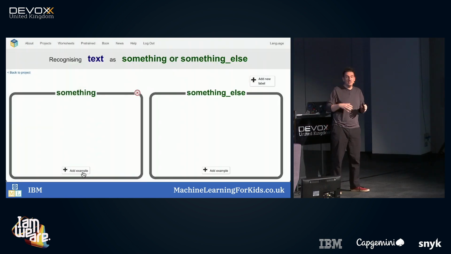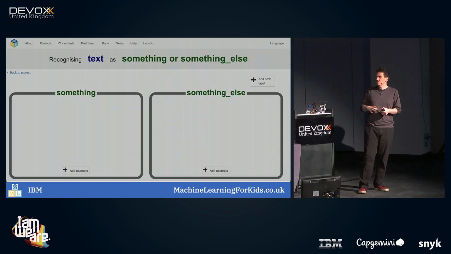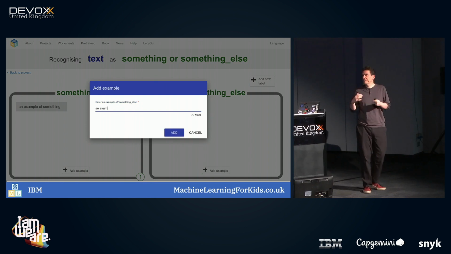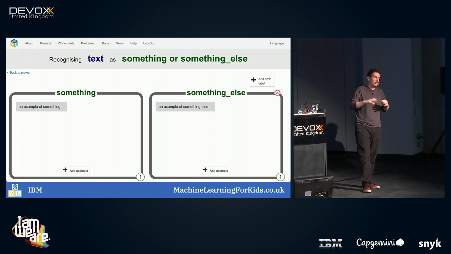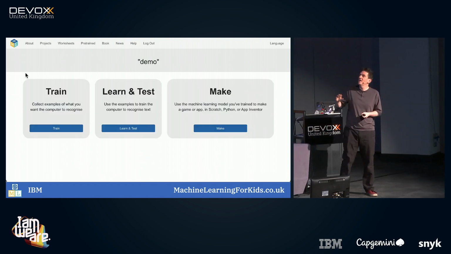And once you've created the buckets, you fill them with training examples. So you click on Add Example, you give it an example of what should go in that bucket, and then you're away. So the kids can create their own classifiers for whatever project they can dream up, whatever ideas they have, and primary school kids are amazingly creative.